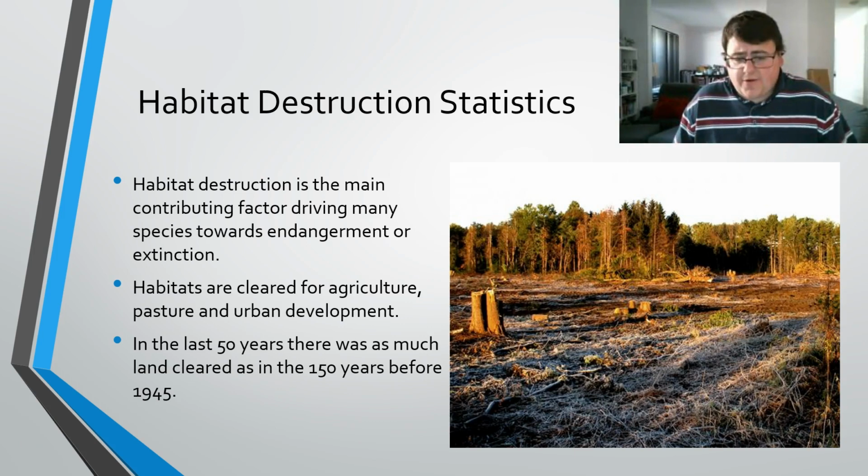Habitats have been cleared for agriculture and urban development. That's the main reason their habitats are cleared away. In the last 50 years, so we're going back to the 1950s, 1960s, there has been as much land cleared as in the 150 years before 1945. And that's a big impact. So in the last 50 years alone, we've done the same amount of habitat destruction as in the 150 years beforehand. That's crazy.